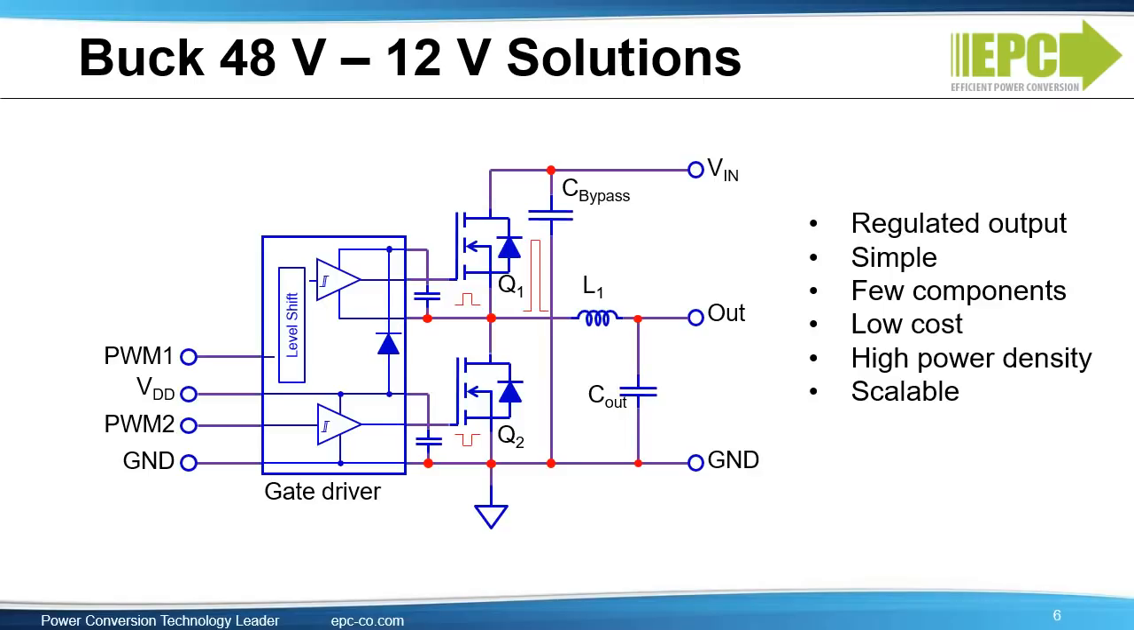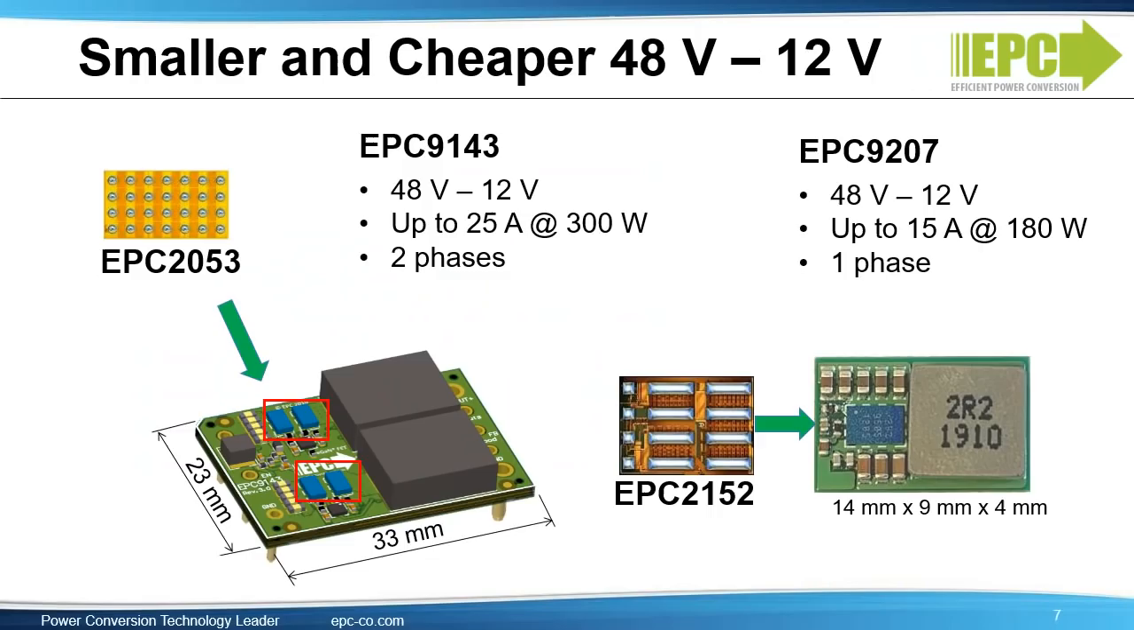Buck converters enable a regulated output voltage. This topology is very simple and requires very few components for low total solution cost. Power density is very high and the design is scalable and supports multiple phases for high power. Buck converters enable the smallest size, lowest component count, and the lowest cost.